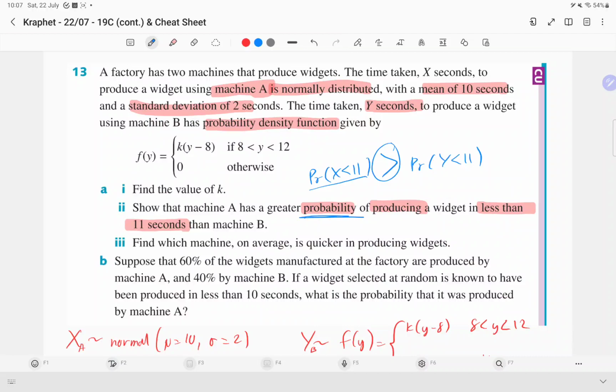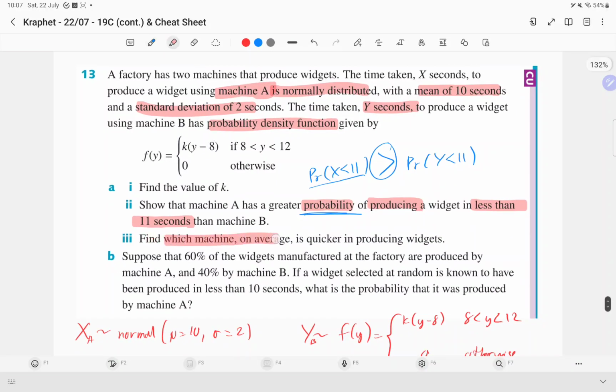Question 3, find which machine on average is quicker in producing widgets. All right, Peter, what do you think? Find which machine. What are we calculating here? I'm thinking of derivative. No, on average. Okay, I'll highlight: is quicker. What does it mean by on average? Is using the mean. What are we calculating? Mean, yes, correct.